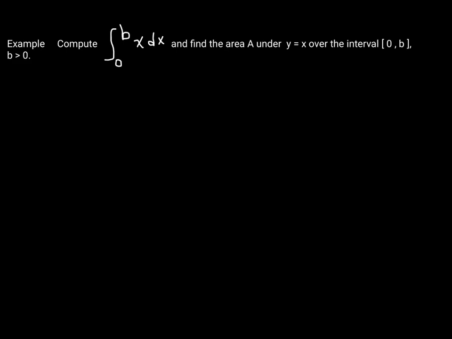All right, check out this example. Let's compute the integral from 0 to b of x dx and find the area, let's call it A, under y equals x over the interval from 0 to b. We're assuming that b is positive. Let's draw a picture so that we can see exactly what's happening here and what they're asking.